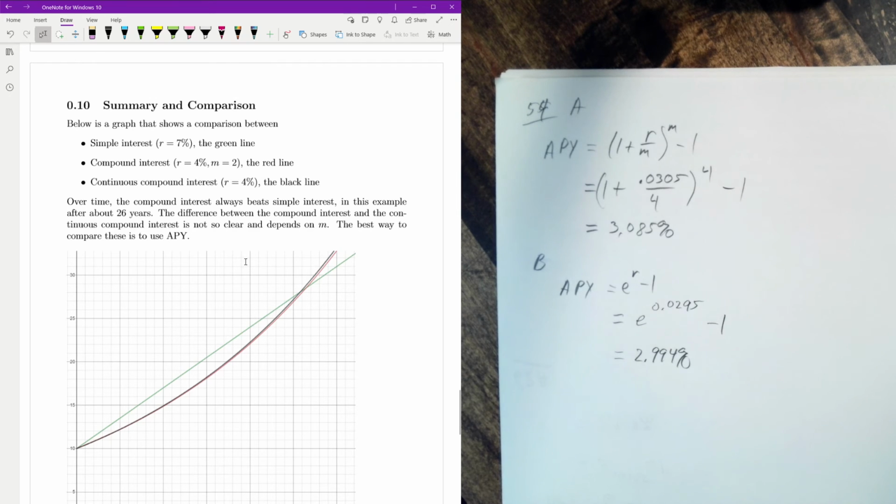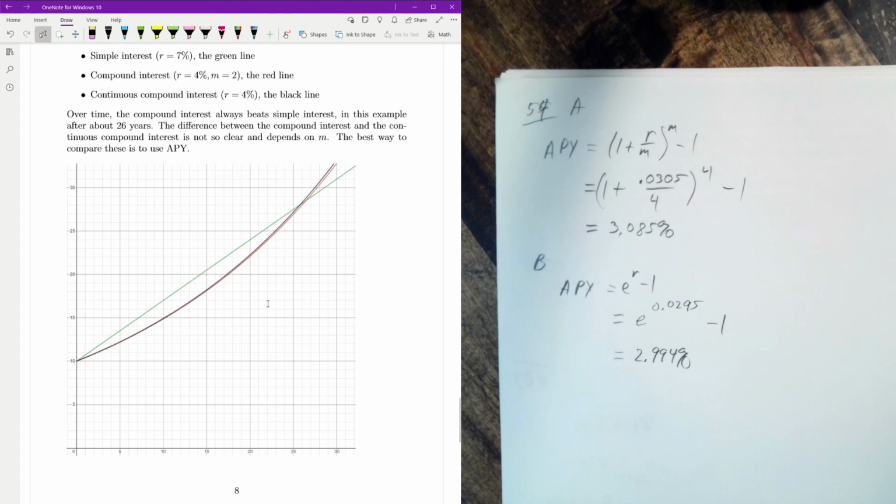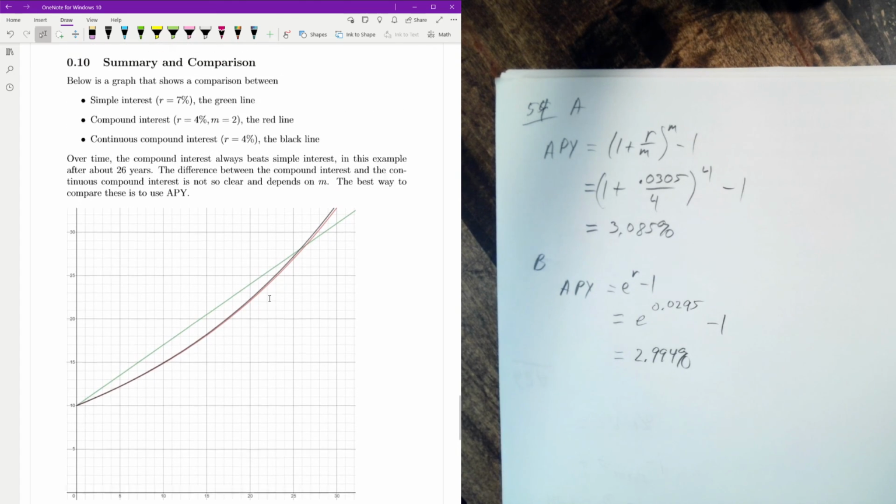The difference between the compound interest and the continuous interest depends a lot on the value R, what is the rate, and on M. So in order to compare those two, we have to use APY. So every time we see and ask for a comparison, we use APY for these.